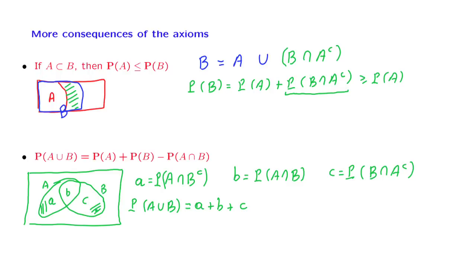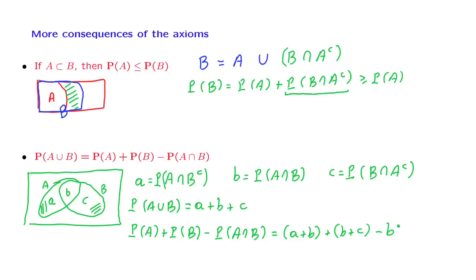By the additivity axiom, the probability of the union of A and B is the sum of the probabilities of these three pieces. Let's look now at the right-hand side of that equation and see whether we get the same thing. The probability of A plus the probability of B minus the probability of A intersection B is equal to the following. A consists of two pieces that have probabilities little a and little b. The set B consists of two pieces that have probabilities little b and little c. And then we subtract the probability of the intersection, which is little b, and we can cancel one little b with another, and what we are left with is a plus b plus c. So this checks, and indeed we have verified that this equality is true.